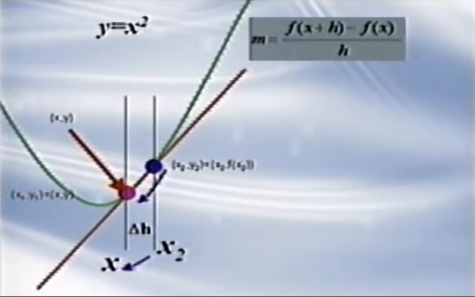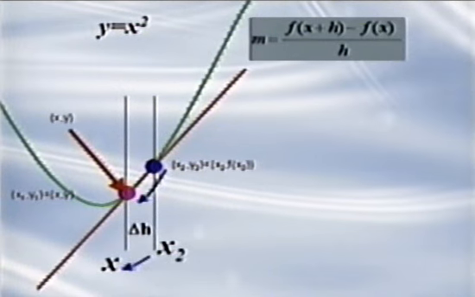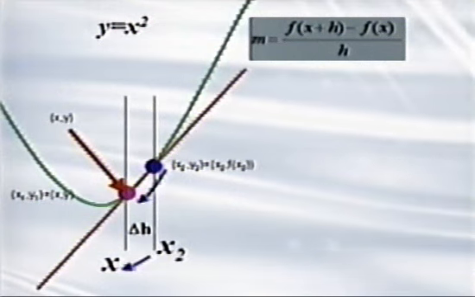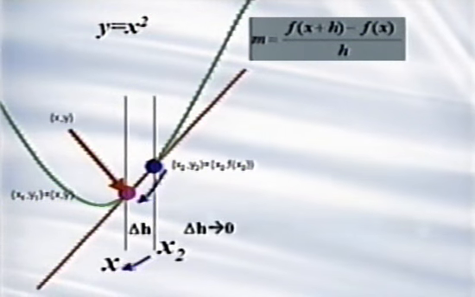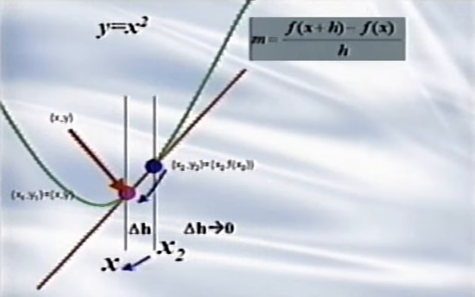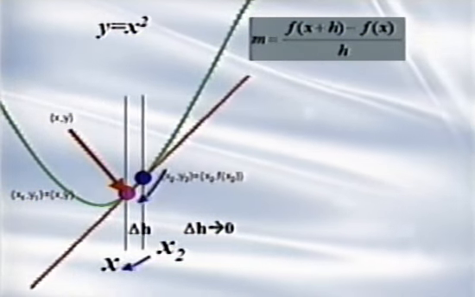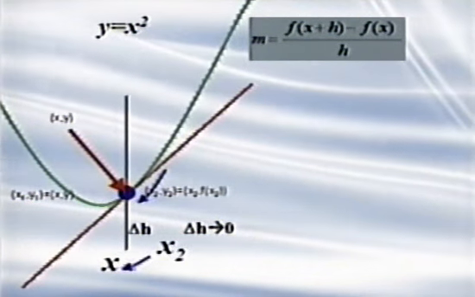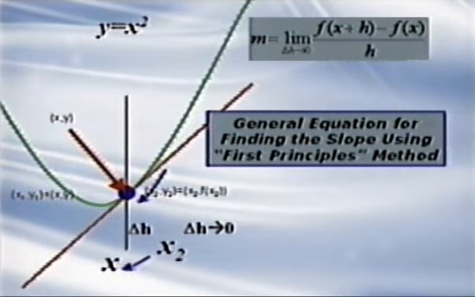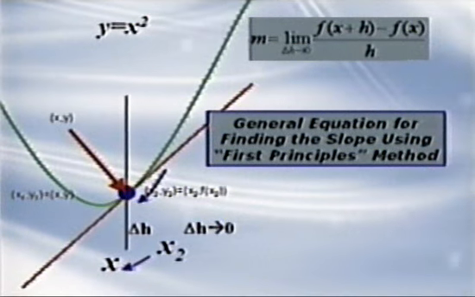Now, to find the slope at the point x, y, we have to bring the point x2, y2 to x, y. We can accomplish this by making delta h approach the value 0. Thus, we are able to find the limit as the point x2, y2 approaches x, y. As a result, we create this equation, which is also known as the first principles method of finding the slope. We will now demonstrate how this equation is used to determine the slope at any given point.